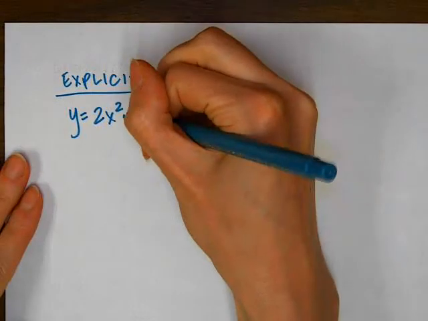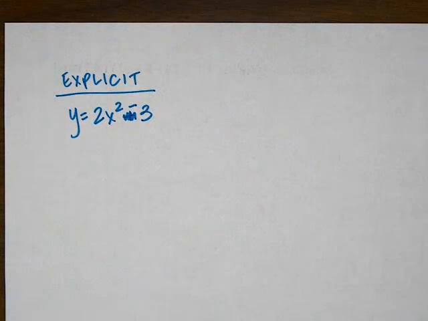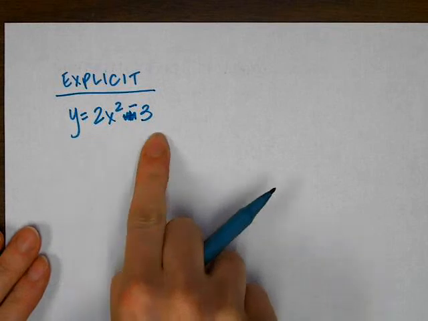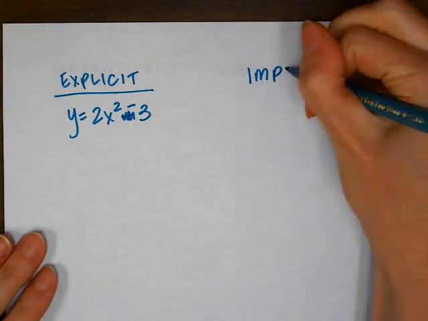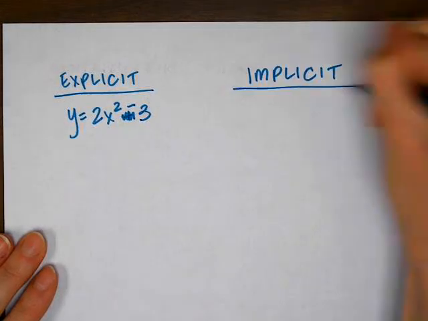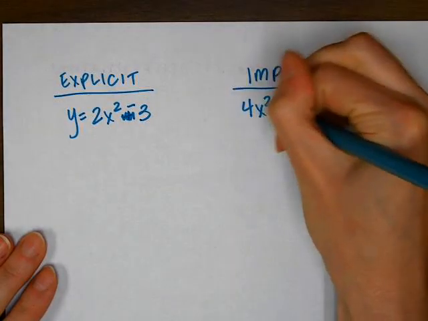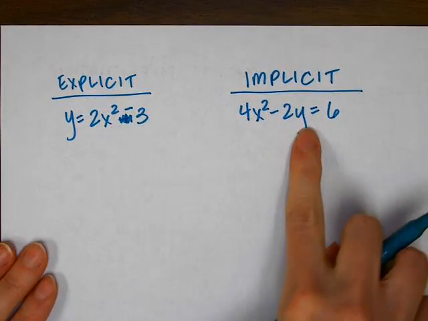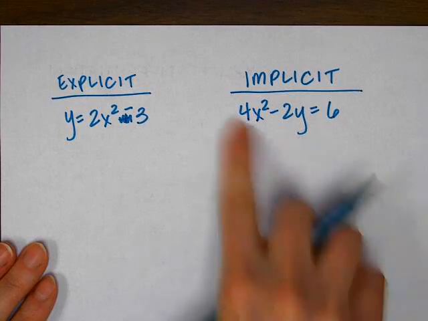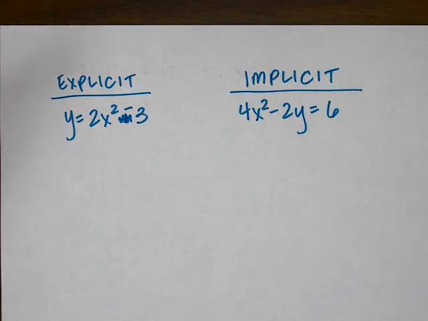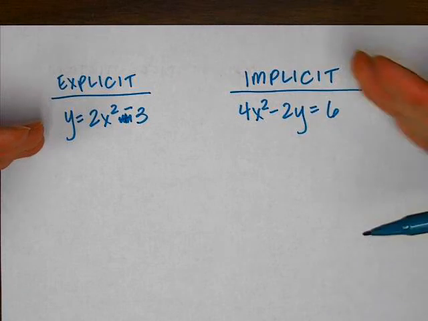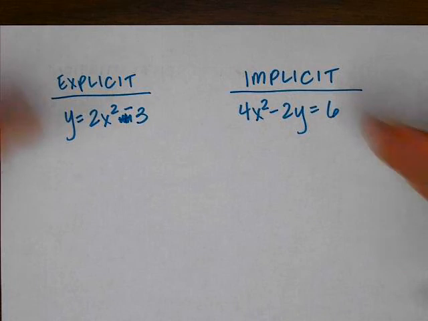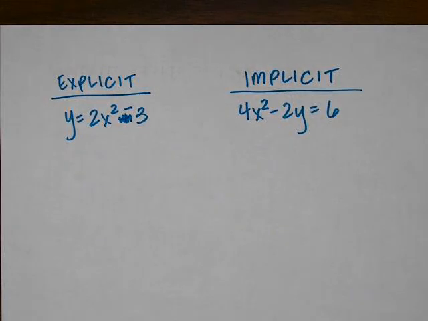Actually, make this a minus. Doesn't really matter. So an explicit function is when y is already isolated and written as a function of x. Whereas an implicit function or equation would be written something like this, where y is not solved for. It's still a function of x in the equation, but it's not been isolated. Okay, so explicit is when y equals, implicit is when y is not actually written as a function of x, but it still is. Okay, so that's a quick difference.